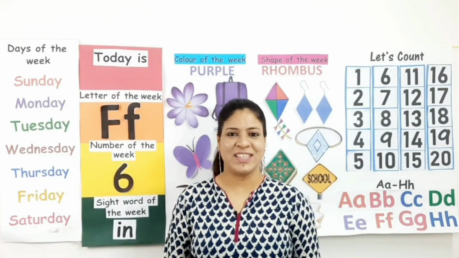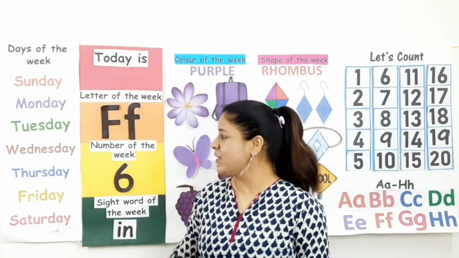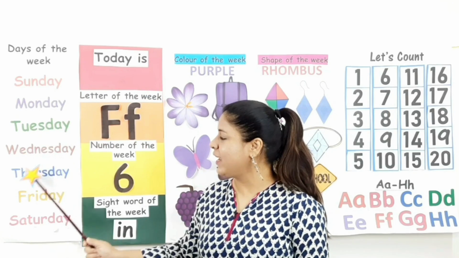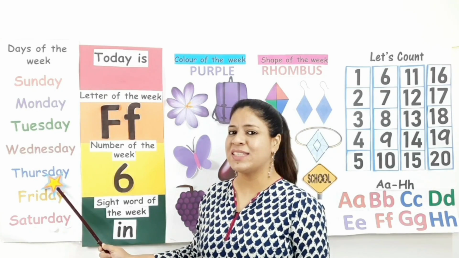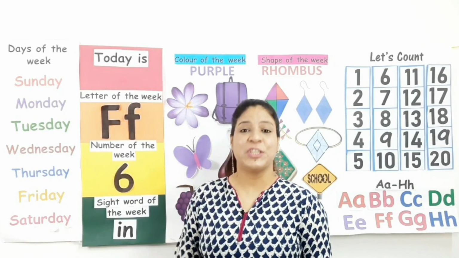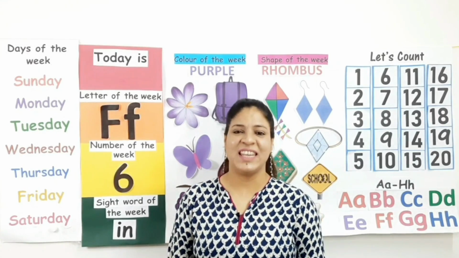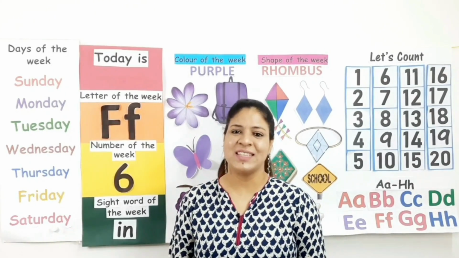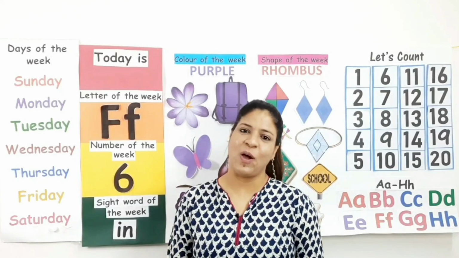Now tell me, what day is it today? Yesterday was Wednesday. So today is Thursday. Today is Thursday. Today is Thursday all day long.